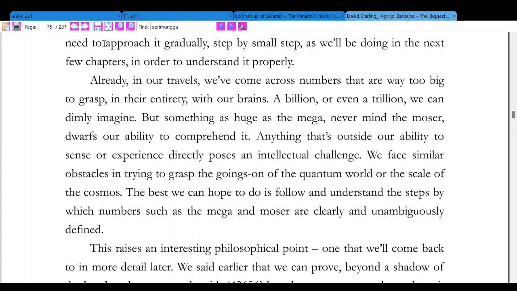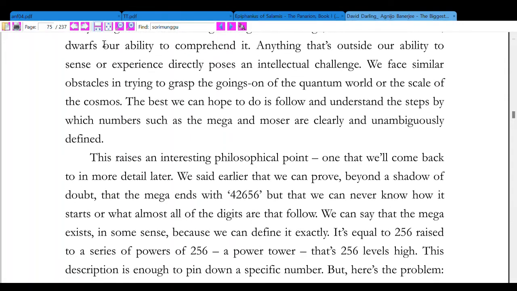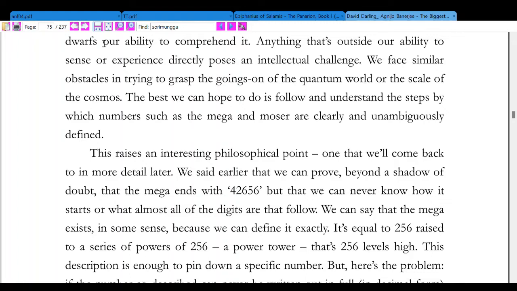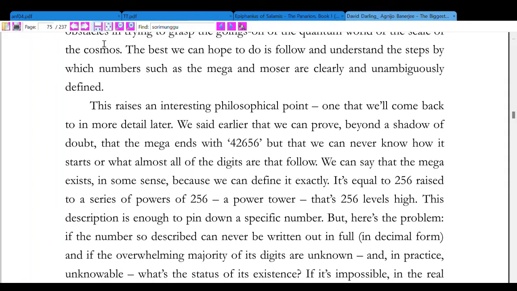Already in our travels, we've come across numbers that are way too big to grasp in their entirety with our brains. A billion or even a trillion we can dimly imagine. But something as huge as the mega or the Moser dwarfs our ability to comprehend it. Anything that's outside our ability to sense or experience directly poses an intellectual challenge. We face similar obstacles in trying to grasp the goings-on in the quantum world or at the scale of the cosmos. The best we can hope to do is follow and understand the steps by which numbers such as mega and Moser are clearly and unambiguously defined.